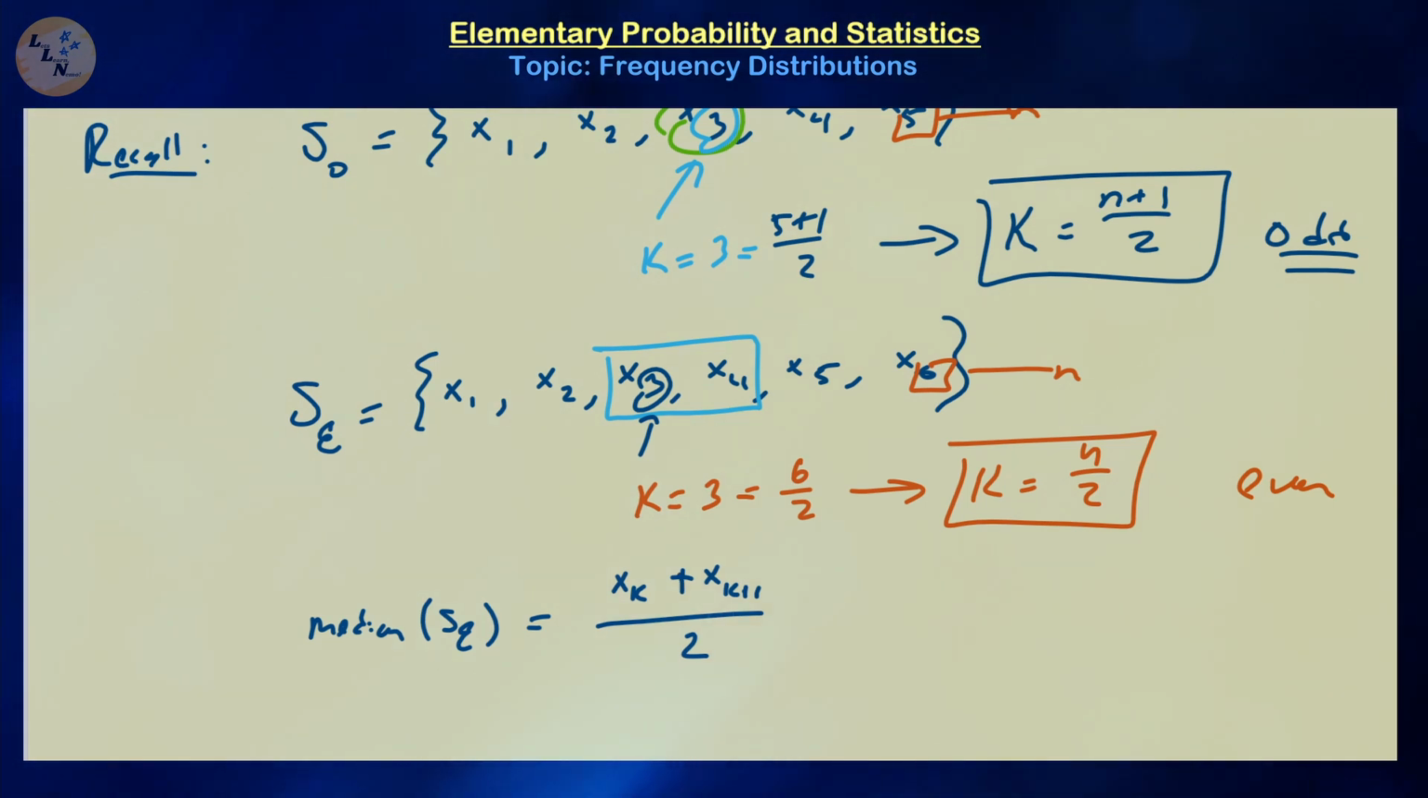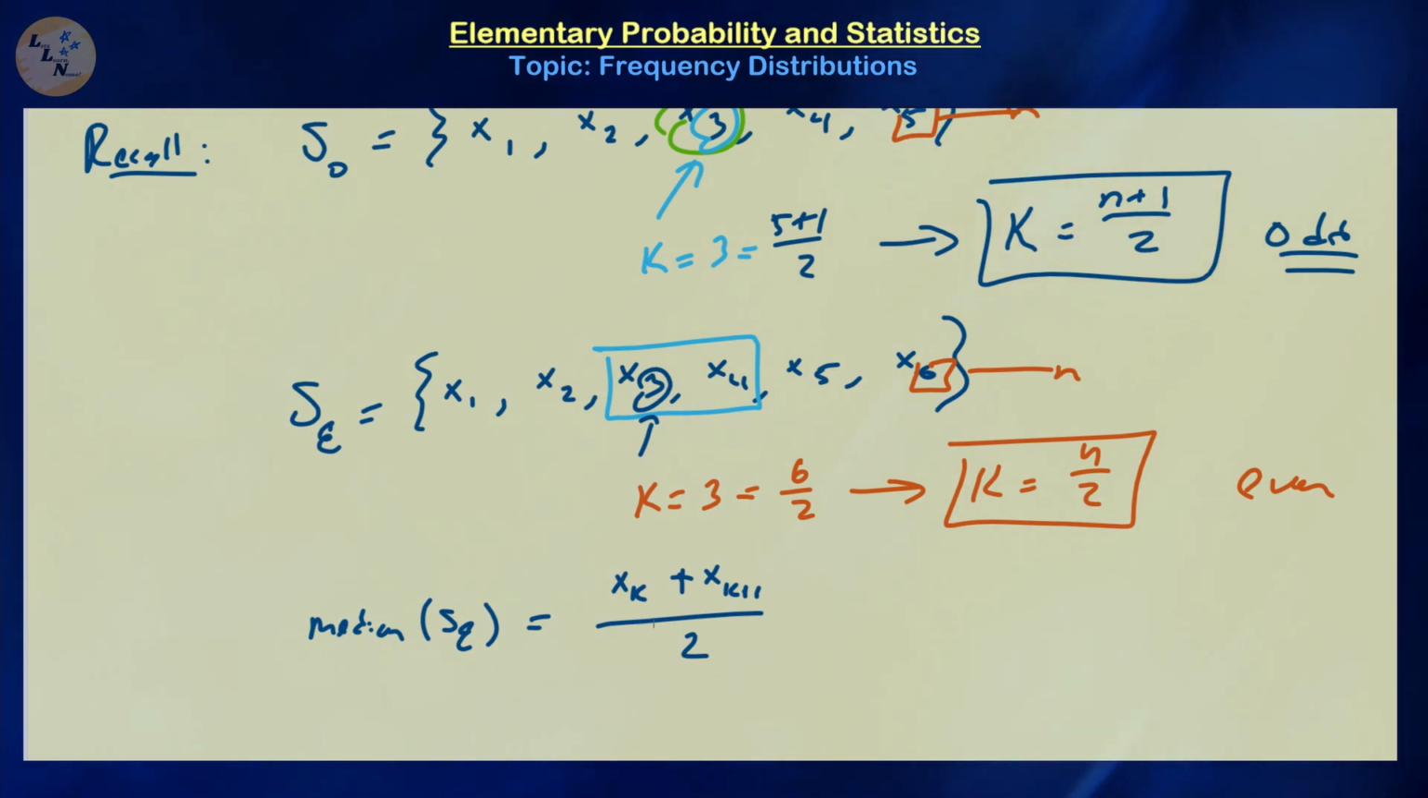So here xk is x3 and xk plus 1 is going to be x4. Take the two, average them together, and that gives you your median. So that's just a brief review of how we can calculate the median if it's listed from least to greatest in a set representation. But what if you have 5 million elements?